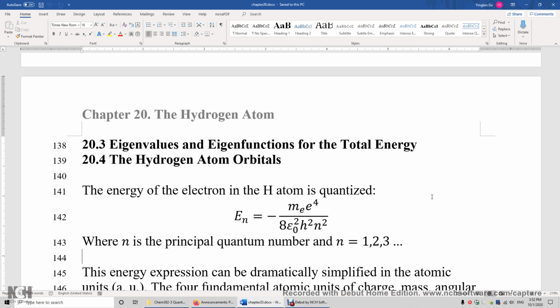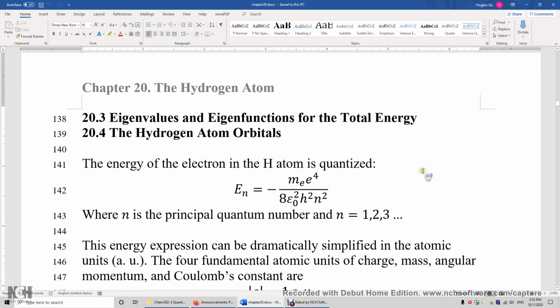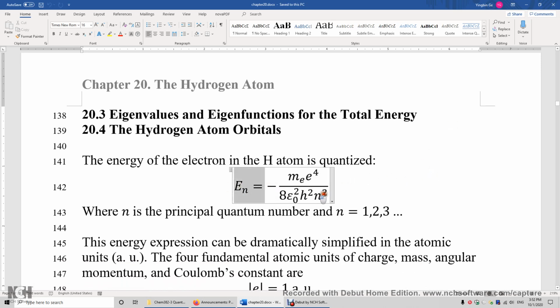So let's look at the expression of the energy of the electron in the hydrogen atom. It is quantized. Over here, this n must be an integer: n is 1, 2, 3, 4. n is the principal quantum number. And pay attention to the negative sign. This is the mass of the electron, the charge of the electron. Epsilon 0 is the vacuum permittivity. h is the Planck constant.